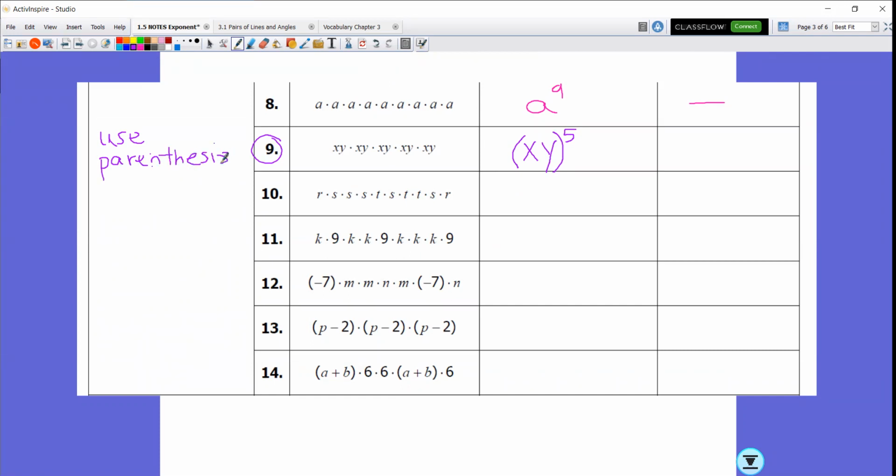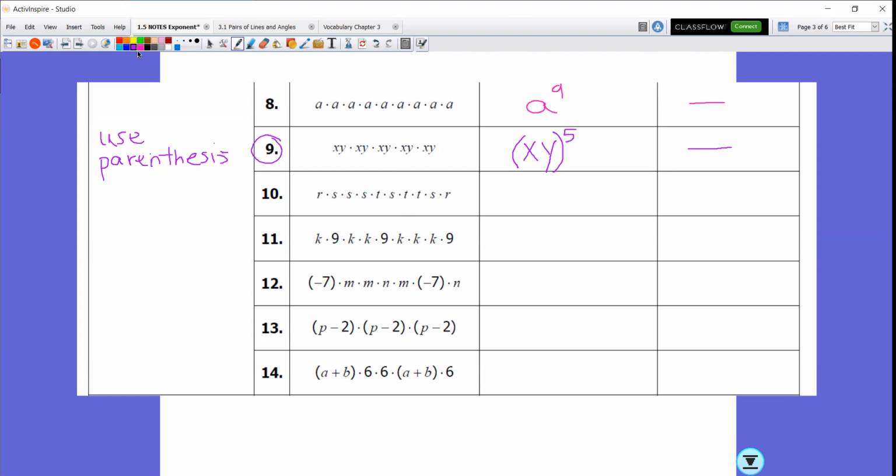And I should have just abbreviated. That's like a really long word and I don't even know if I spelled it right, but it looks good to me. All right. So it's really important we use parentheses so that you know that you are multiplying XY to itself 5 times. Again, I don't know the value of X or the value of Y, so I cannot evaluate it. There's no value.